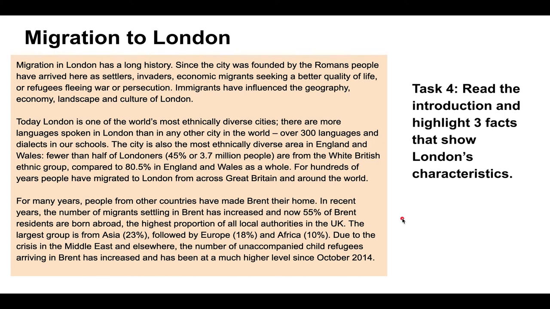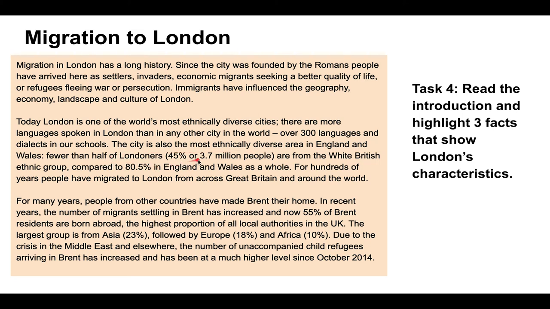So there are no real right or wrong answers here, but a couple of things that you might have chosen could be the number of languages spoken in London, more than any other city in the world. It's one of our most ethnically diverse cities in the world, over 300 languages and dialects in our schools alone. Okay, that's one way of measuring it because, of course, the school collects what languages people speak. It's also the most diverse area of England and Wales together.